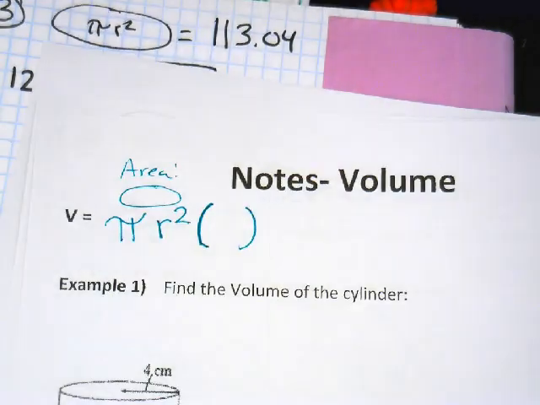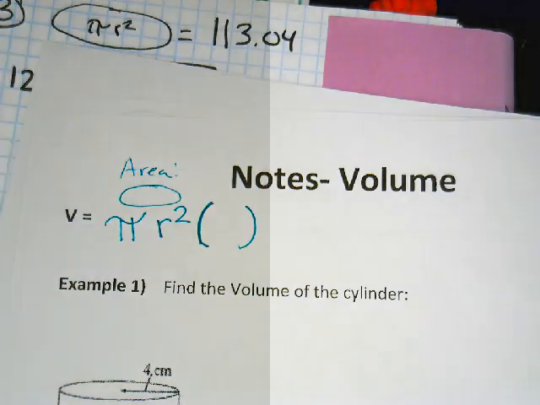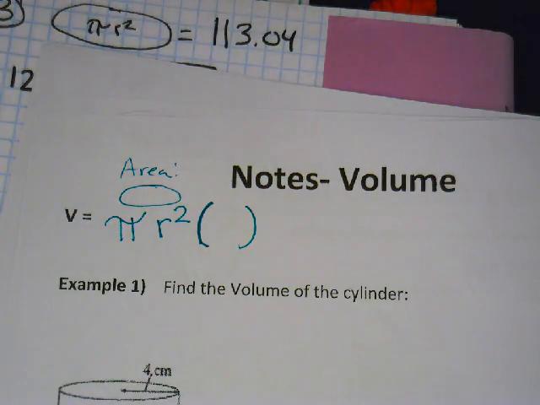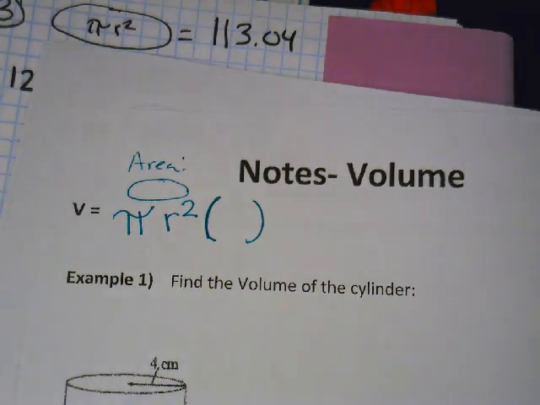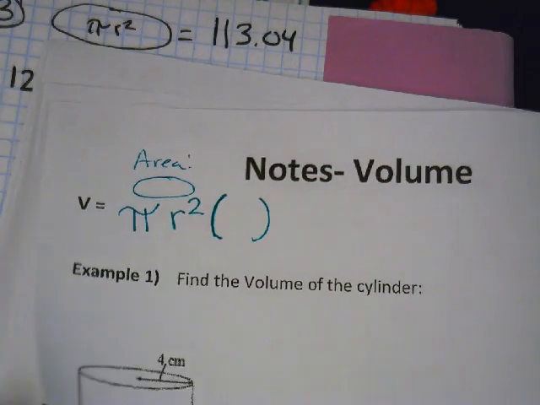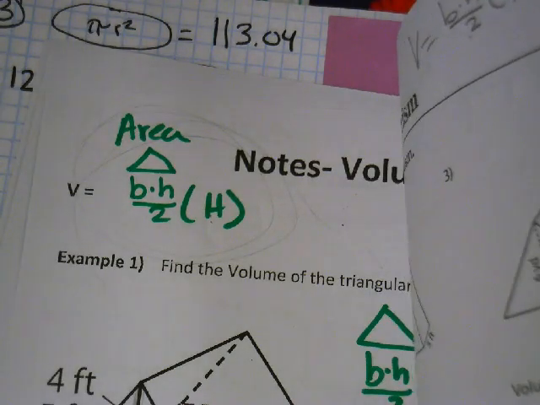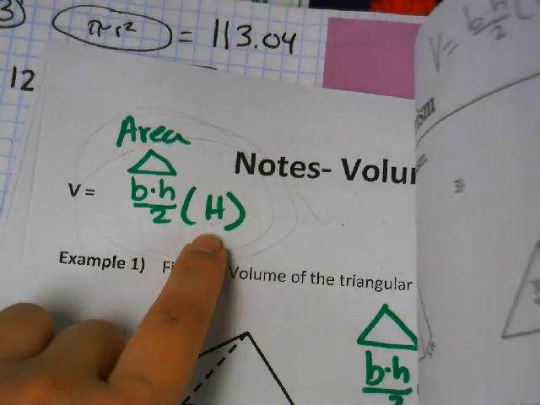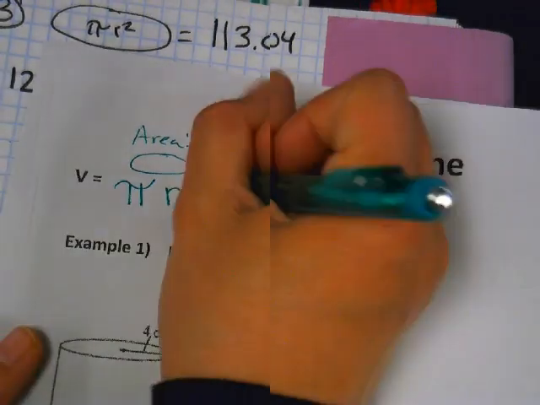Because this is area. That part is area. But we're learning about volume. So how do I take the area and convert it to volume? What is the next thing I have to multiply by? It's the same thing we did yesterday. The bonus height. I like that. The big H. How tall is your cylinder?